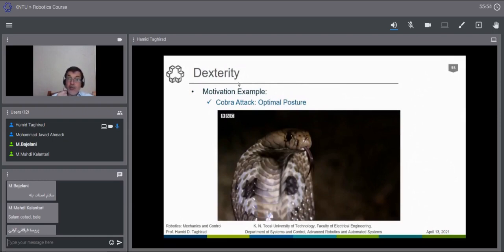And this comes in two examples from nature. The first one is the cobra attack. When a snake would like to attack its prey, it comes to a very particular configuration. Note that a snake can be considered as a robot because it has a number of bones, not a 6 degree of freedom, a larger degree of freedom. Let's see the attack first in here.